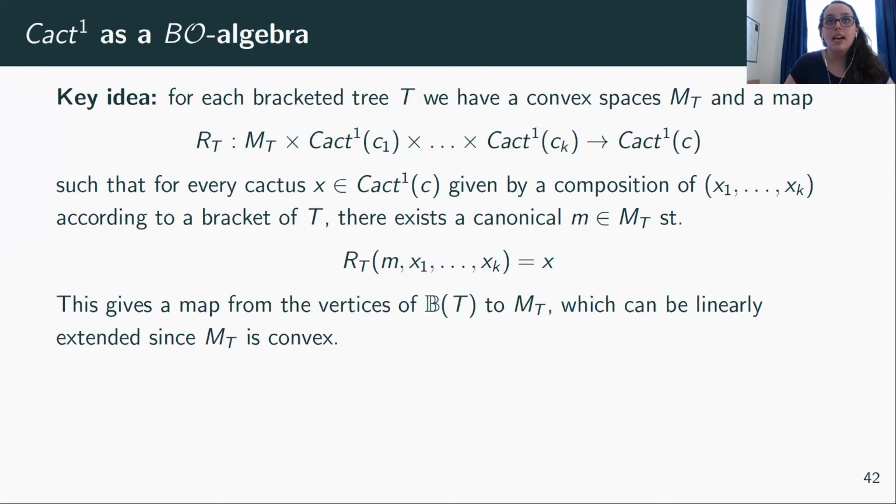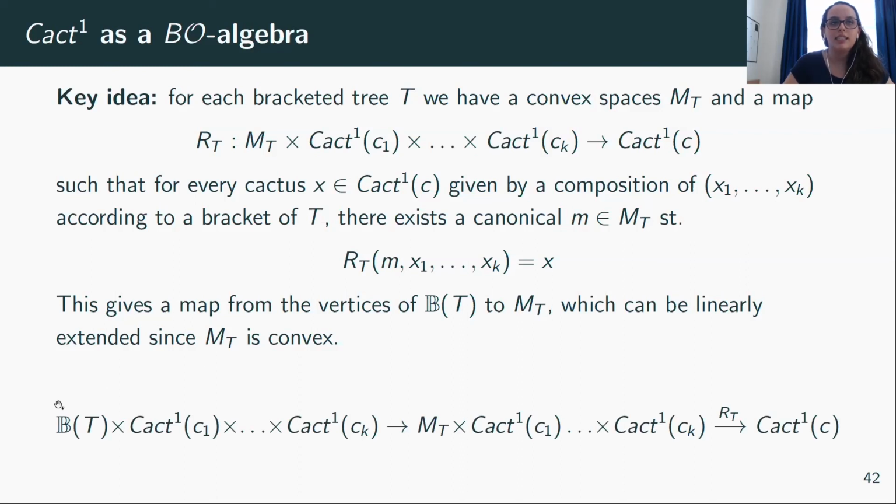So why does this help us? Well, because then to construct our maps from BT to CACT1, we can go through this middle step, which is this convex space MT that we defined.